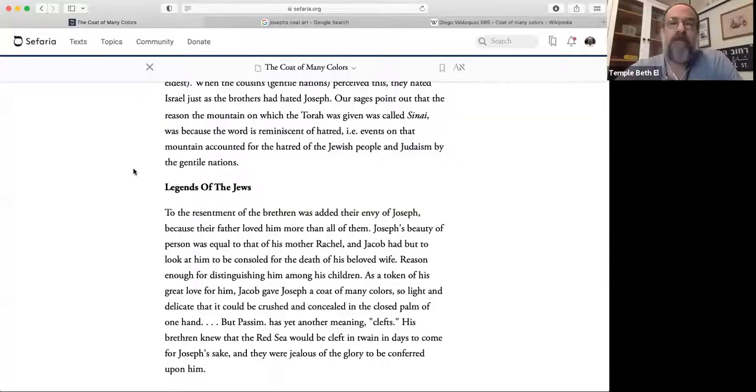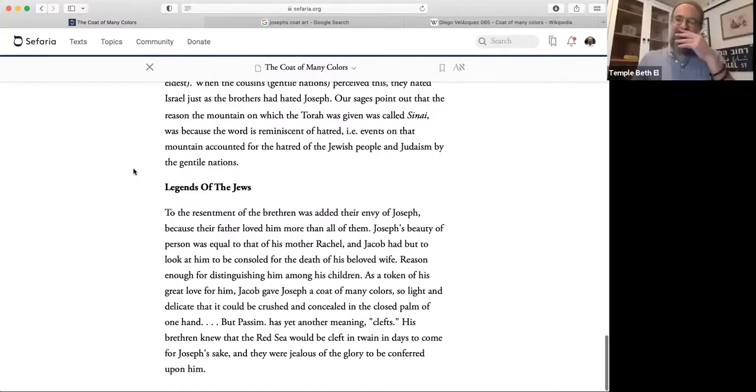I have one more text, and then I want to keep going in this direction a little bit, because I want to ask where is this coat today? There we go. Legends of the Jews. The resentment of the brothers was added their envy of Joseph because their father loved him more than all of them. First of all, let there be a word of caution to any of us who have more than one child.